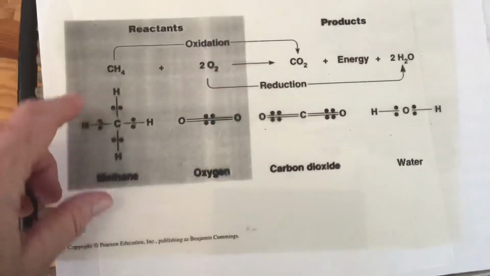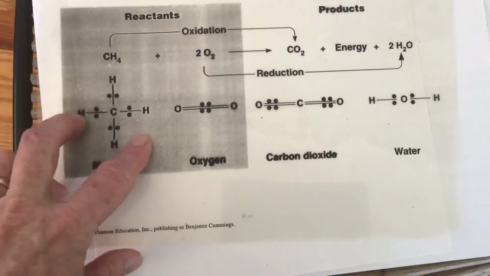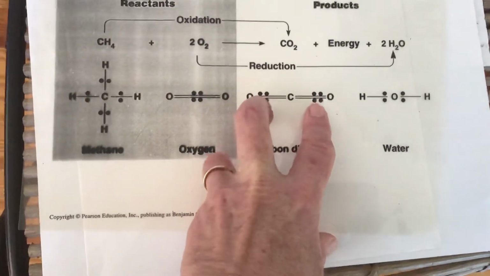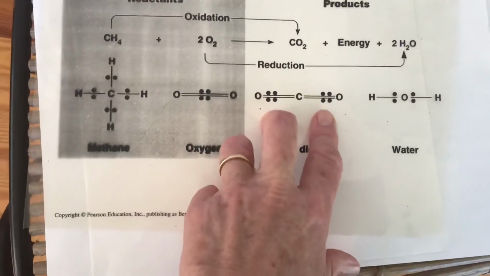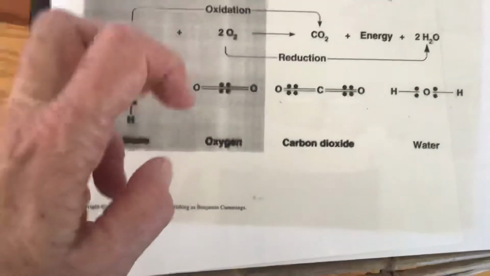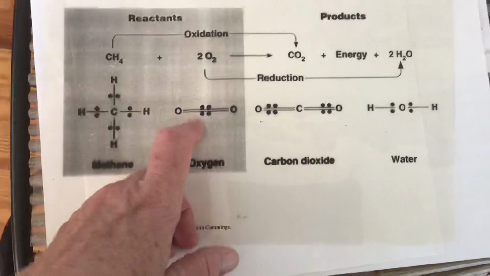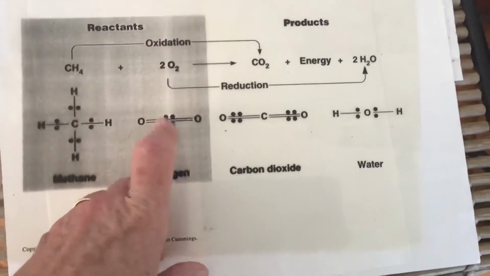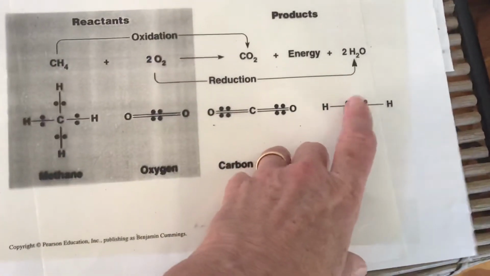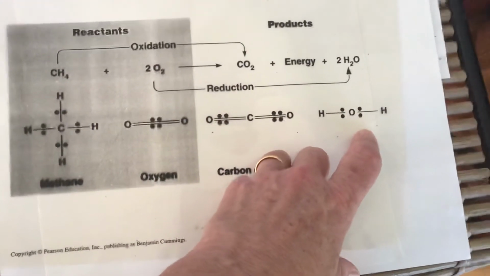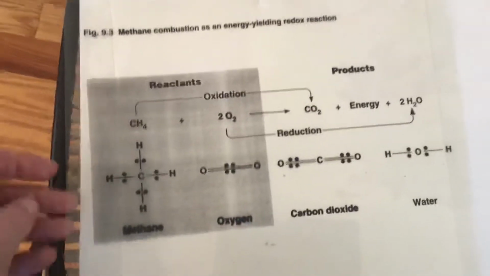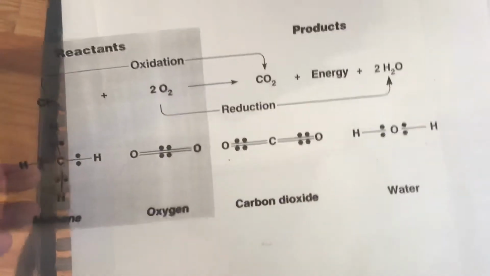An oxidation, remember, is a loss of electrons. In this case, the central atom's electrons are further away from the central core, and that's a loss of electrons. And in this case, this is a reduction, a gain of electrons. The central atom, in this case the oxygen, has the electrons closer around its central core. So that's also a form of oxidation reduction, which maybe isn't apparent.